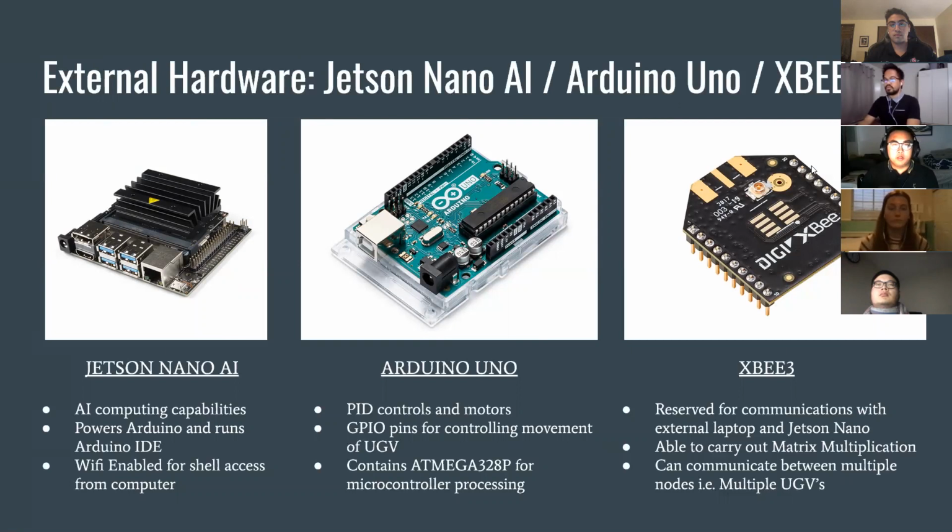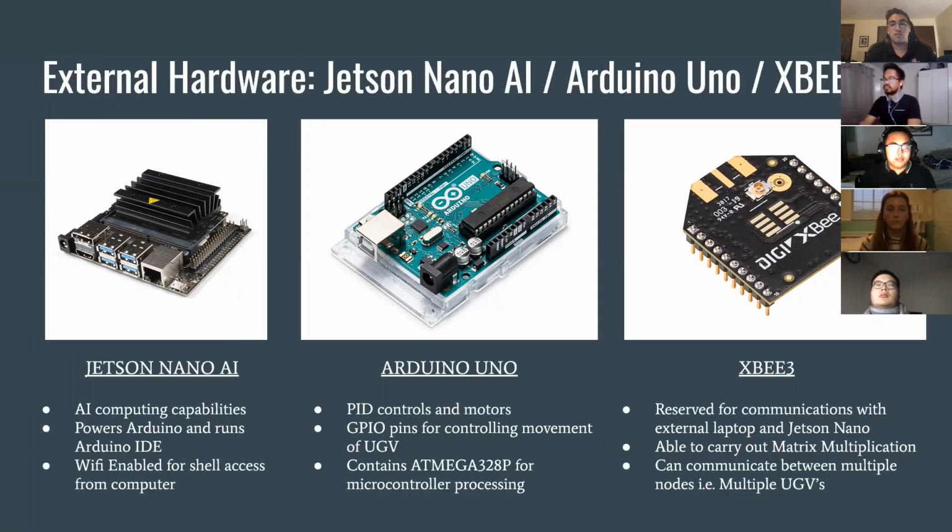Here are the 3 compute units that we used for this project. The Jetson Nano is a mini computer that has AI computing capabilities, and its main function for our project is to power the Arduino Uno and Zigbee 3 and run the Arduino IDE for compiling code.